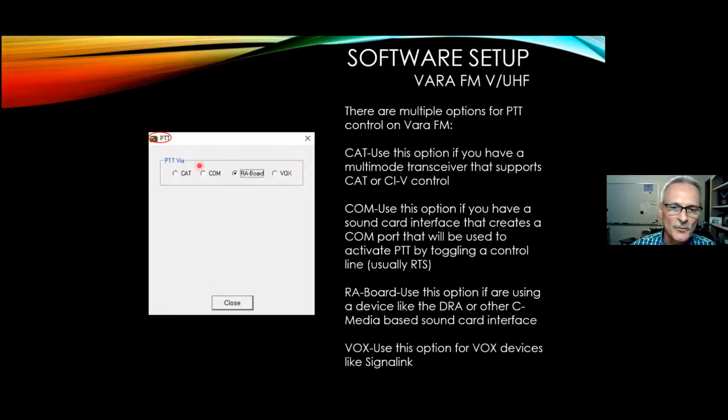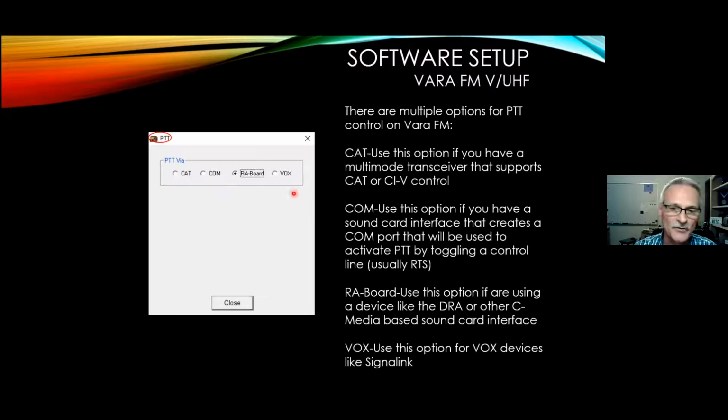This is the COM port. So if I was using that old interface, I'd select this one and say, okay, I'm going to use COM3 and the request to send lead on COM3, and that's how I'm going to do my push to talk functioning. So if you select this one, it'll bring up additional dialogue here, which says which COM port are you using and which lead are you going to use.